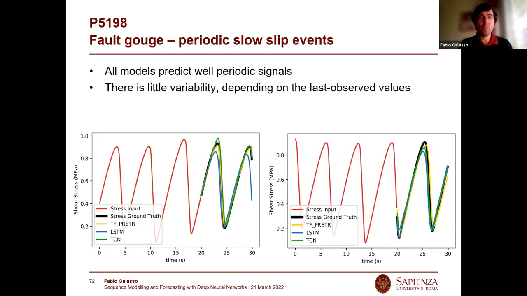There is very little variability, also depending on where you start predicting. So you can start predicting here or here. So on the ascending part, where the shear stress is loading, or potentially being released. So this doesn't affect the performance so much.